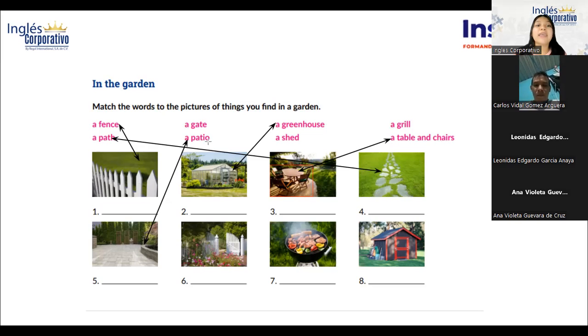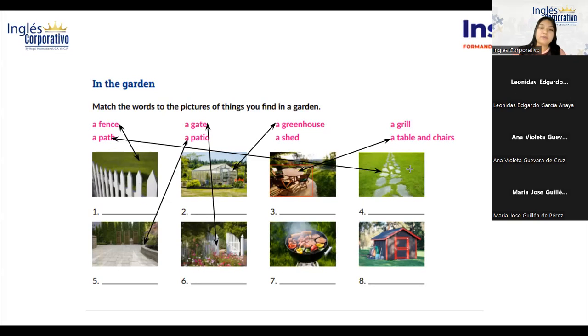Okay, what about number six? A gate. What about number seven? What is number seven? A grill. That is correct. That is a grill. And what is a grill? ¿Qué es un grill? Parrilla. Una parrilla. Okay, como una parrilla. Very good. And the last one, guys.